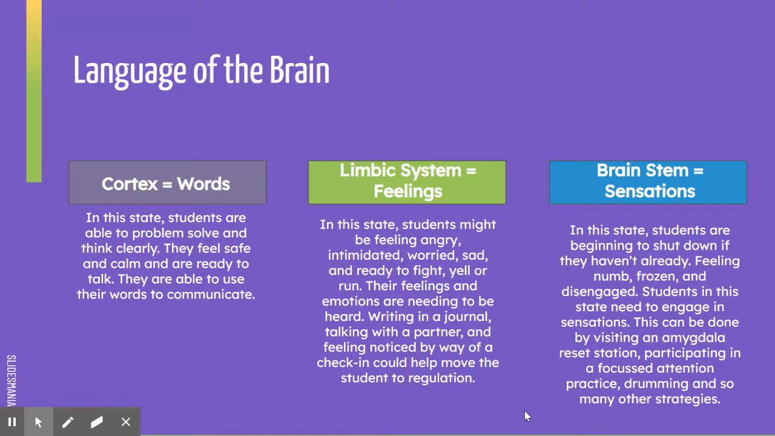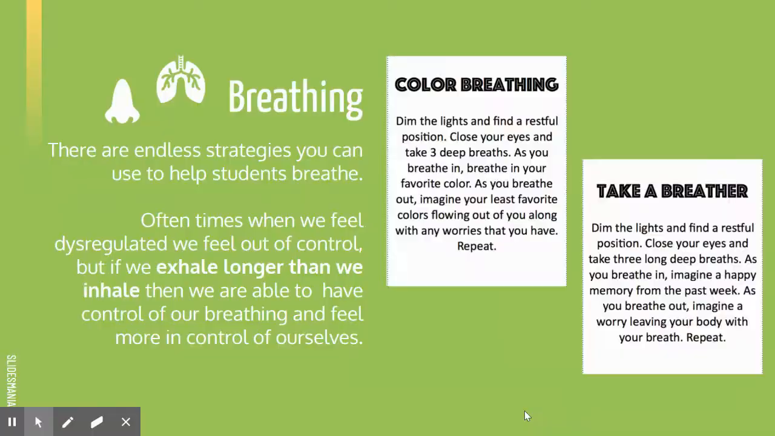And last but not least, the brainstem. The language of the brainstem is sensation. And oftentimes this is the part of the brain where a student or adult is really only able to hear and understand sensation. And so they might express feeling numb or frozen, or they look disengaged. And so we wake up or we speak to the sensation of the brainstem by having them participate in something like a focused attention practice, drumming, visiting a calming corner, or an amygdala reset station.